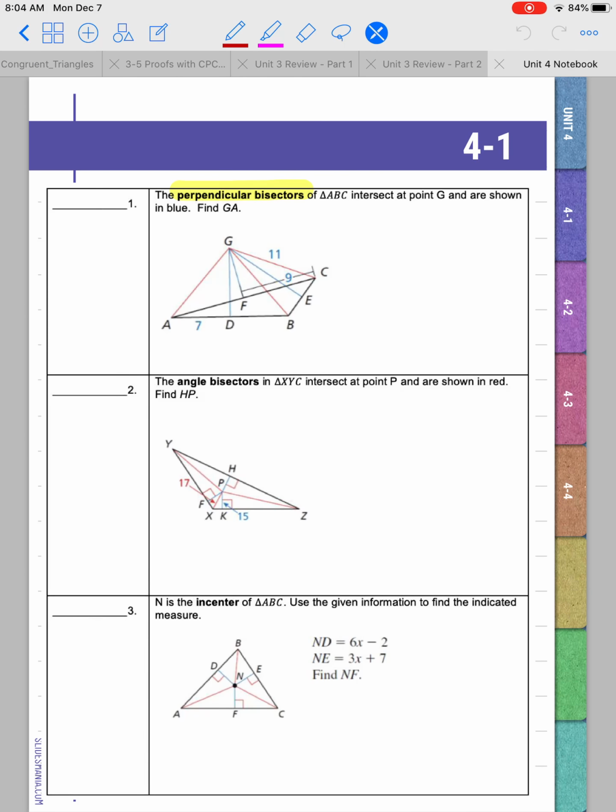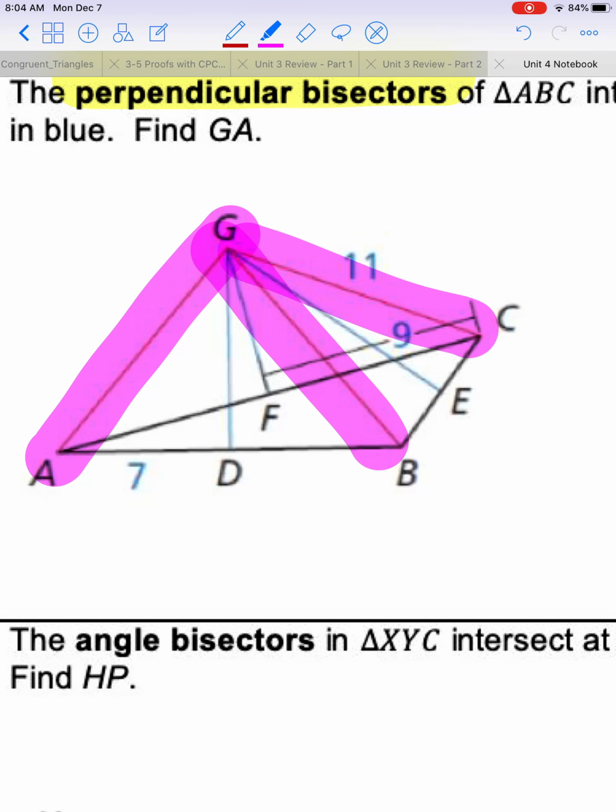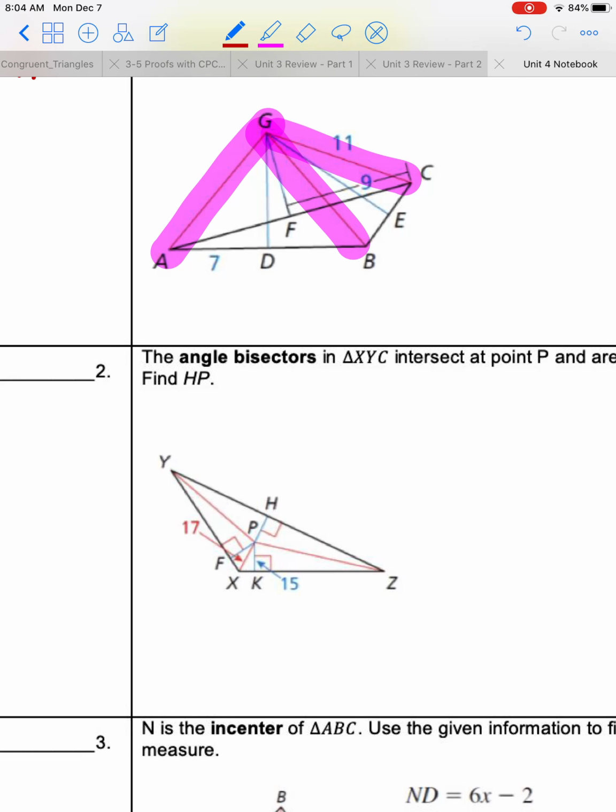So let's look at the question here and look at what it's asking. It says that they intersect at point G, so that's your circumcenter, and it wants to know the length of GA. Well, if we look at this picture here, the length of GA is the distance from the circumcenter to the vertex, just what we were talking about. So all of these red lines are the same. So if one of them is 11, they're all 11, which means GA is 11.